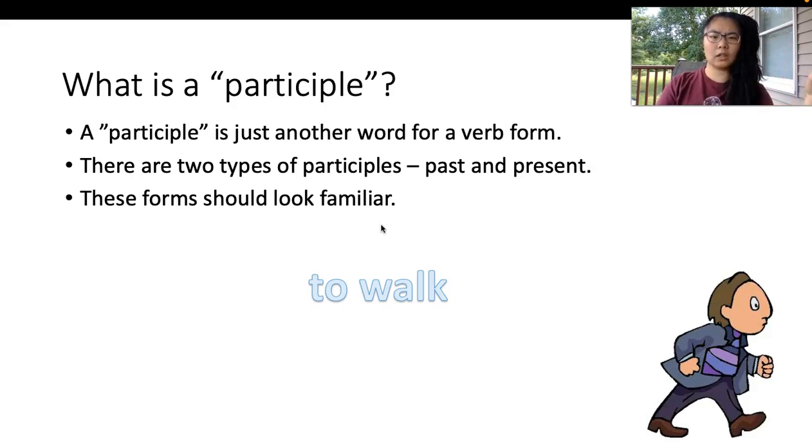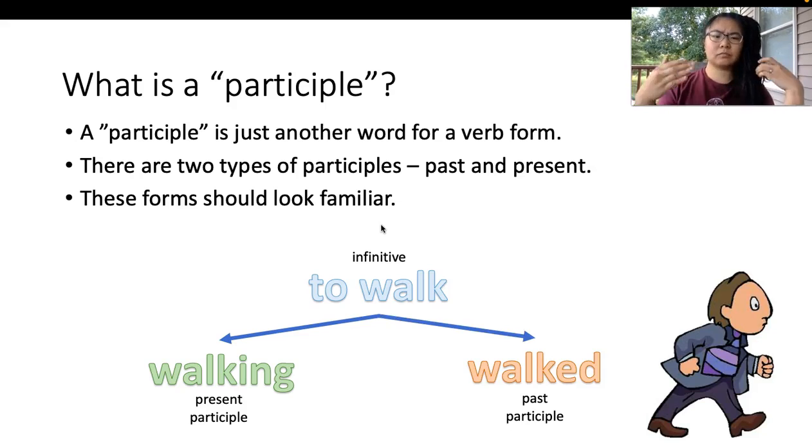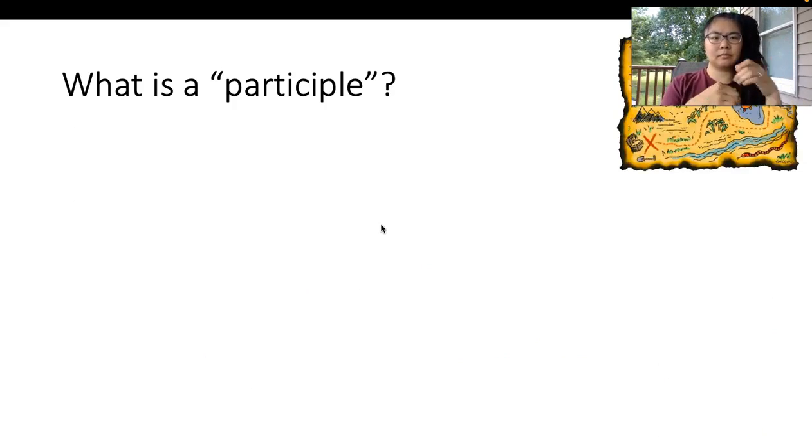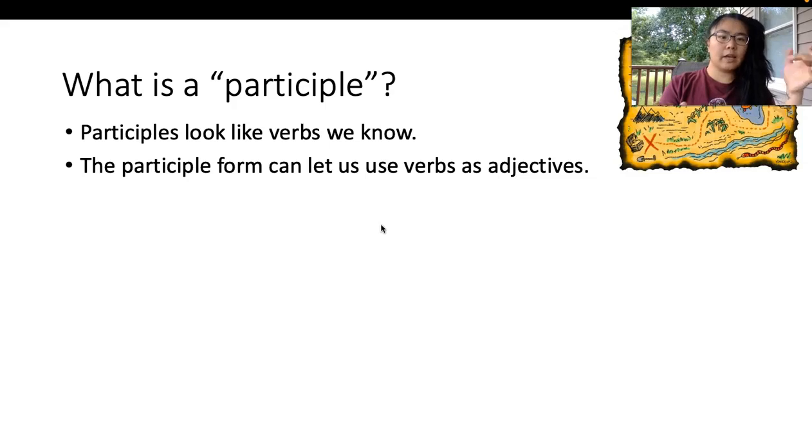So our example is to walk. To walk is our infinitive or base form, and then you get walking, which is the present participle, and then walked, which is past. So present, past, walking, walked, and they should look familiar. Like I am walking, I have been walking, I have walked.